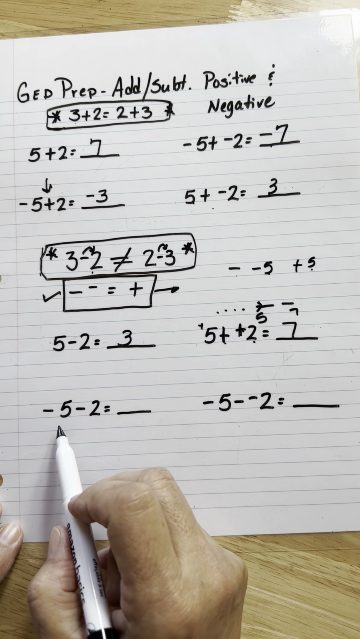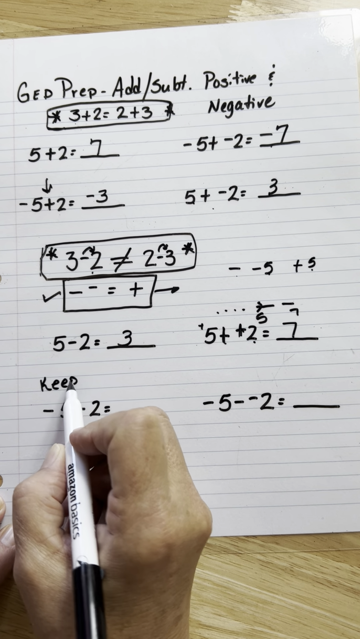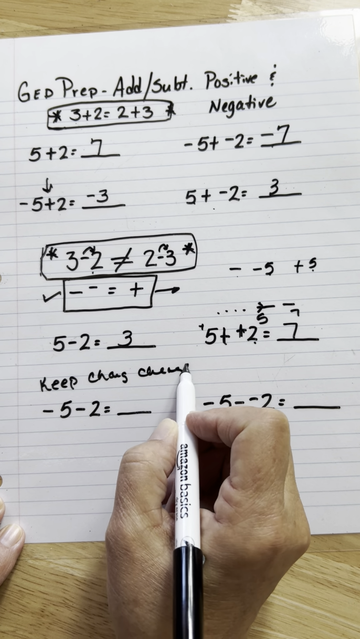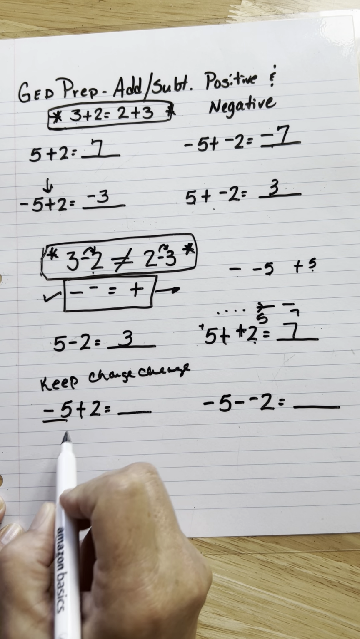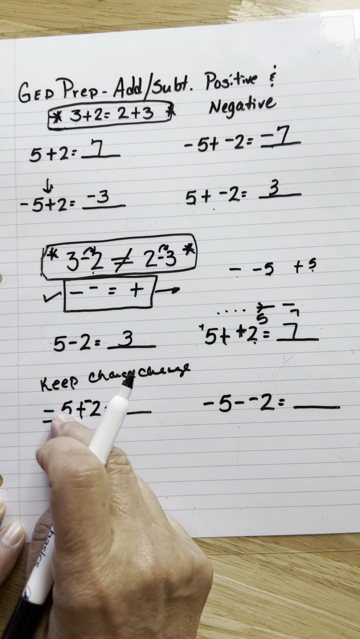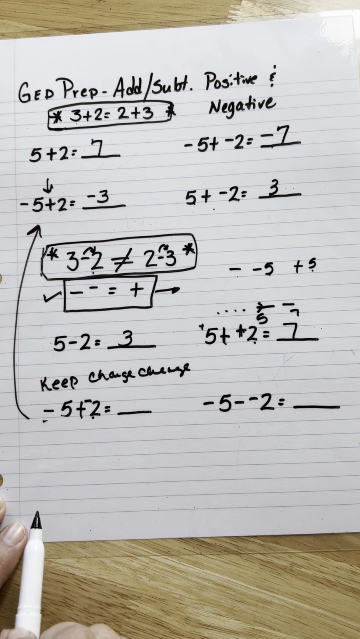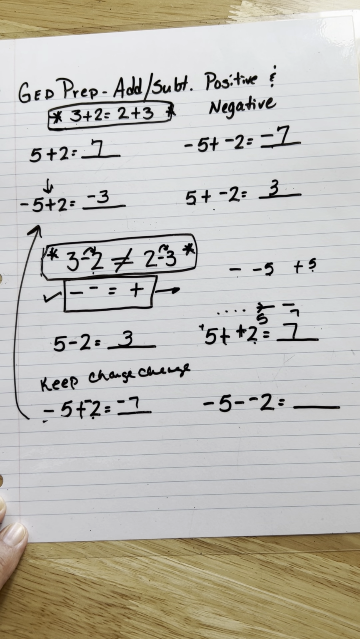All right, let's look down here. You can also call this, and I'm sure you've all heard of it, keep, change, change. So you're going to keep this like it is. You're going to change this to plus and change this to negative. Now you have negative 5 plus negative 2, and you can use your addition rules. Same signs, add and keep the sign.